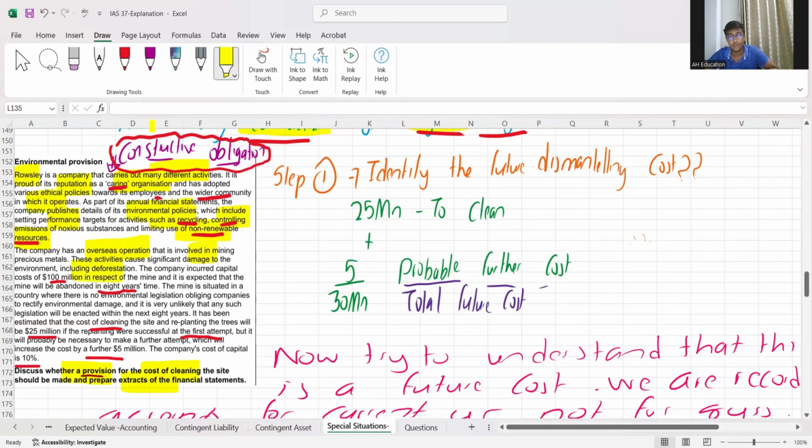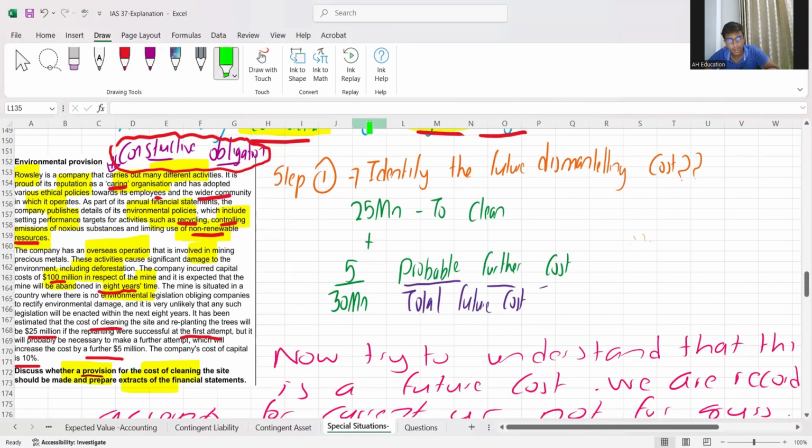Mining causes deforestation. Fine. The company incurred capital cost of 100 million in respect of the mine and expects that the mine would be abandoned in 8 years' time. What does this mean? Obviously, to start up the mine, you have an initial cost of 100 million, and they're planning on using this mine for the next 8 years. Fine, totally agree. I'm changing my color again.